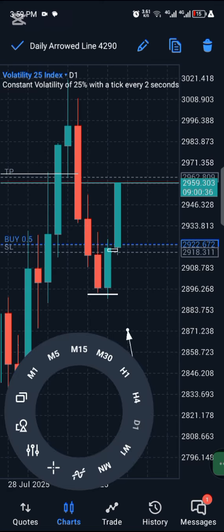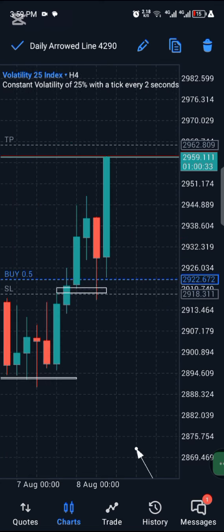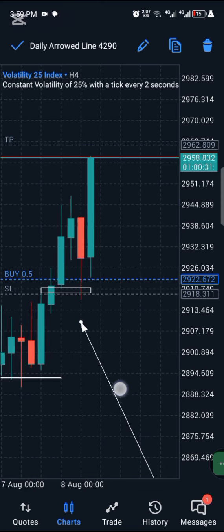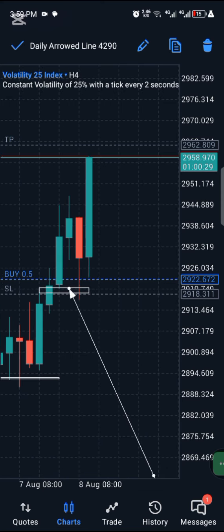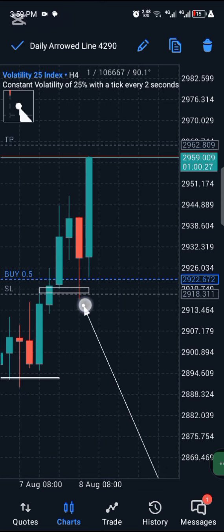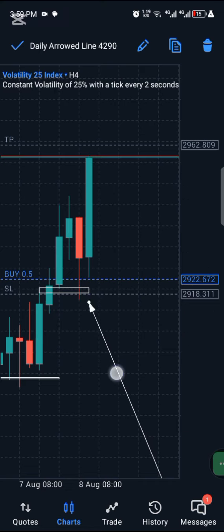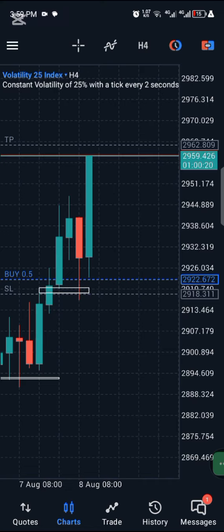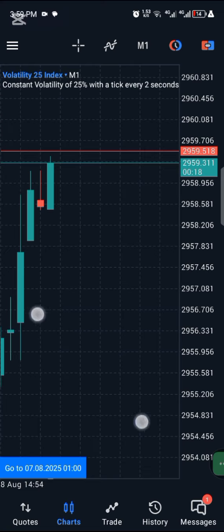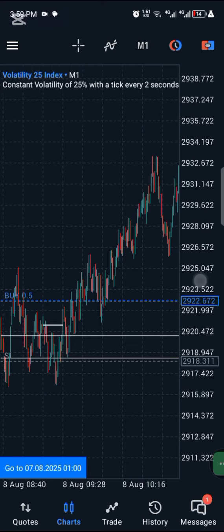So I went down to the 4 hours, and I saw this fair value gap here on the 4 hours. So I knew that from this fair value gap we should have a continuation in price action. So I went back to as low as the 1 minute to look for my entry confirmation, which on the 1 minute I got one here, although it was looking somehow.